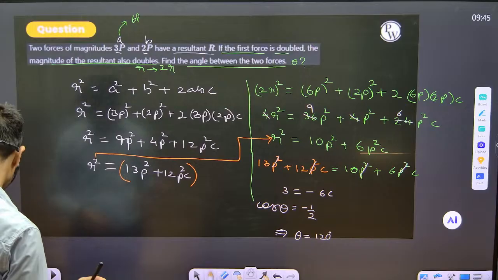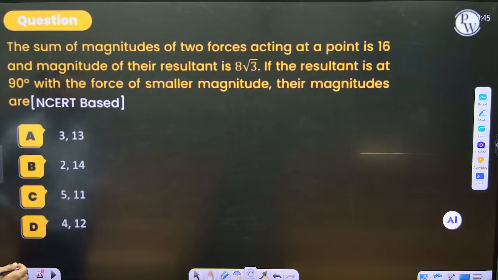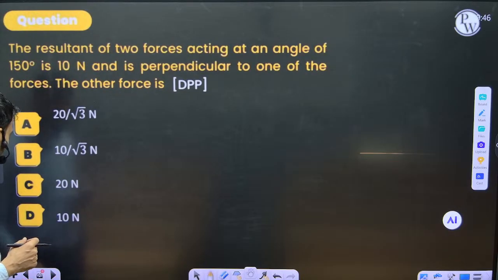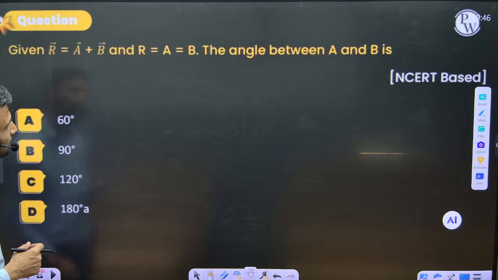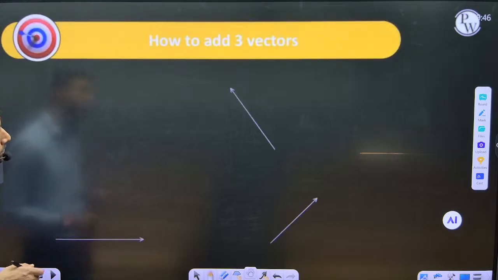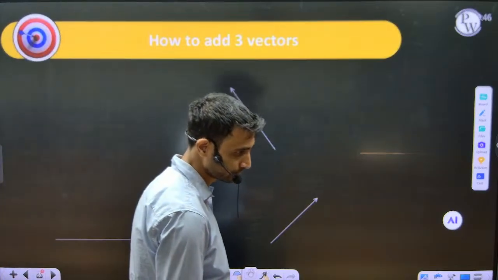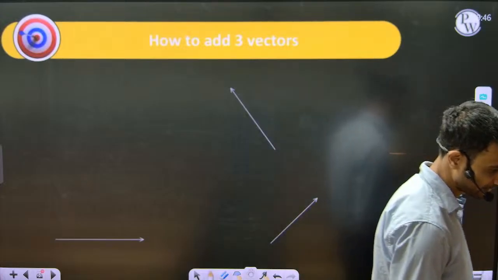So let's go ahead. Now, sum of magnitude of two forces acting on a point is 16 and the magnitude of the resultant is 90 degrees of force. Okay, so there are more questions. You can try these questions, and we can go to the next topic, that is how to add three vectors. So let us see how to add three vectors.